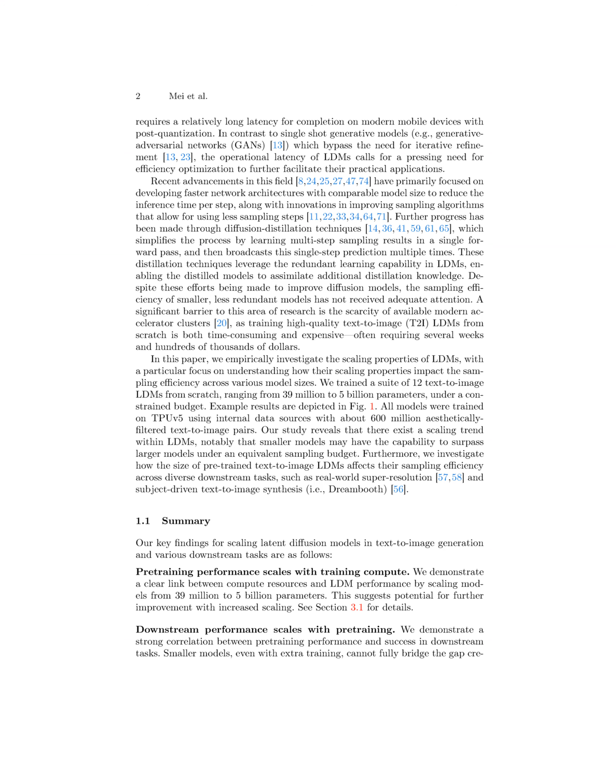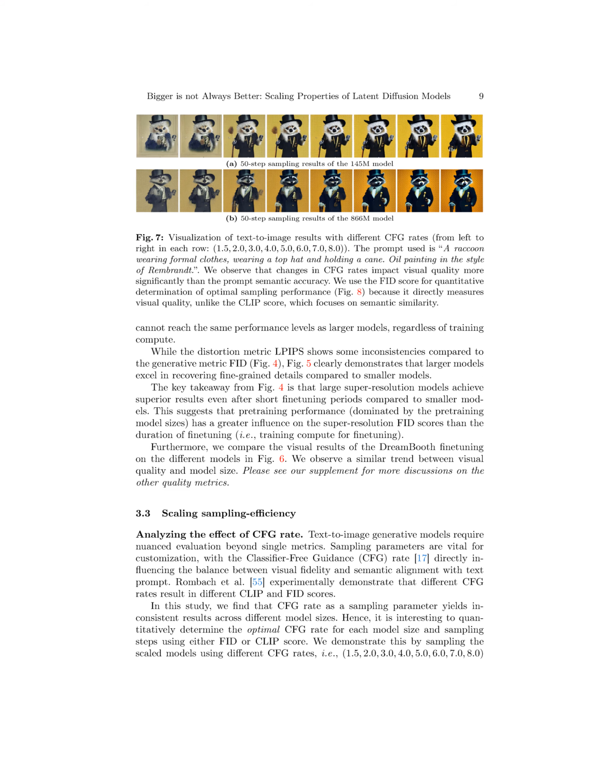It also delves into how the size of pre-trained text-to-image LDMs influences their sampling efficiency across diverse downstream tasks, such as real-world super-resolution and subject-driven text-to-image synthesis. The study demonstrates a clear link between compute resources and LDM performance, showcasing that pre-training performance scales with training compute and downstream performance scales with pre-training quality. Additionally, the paper analyzes the effect of classifier-free guidance (CFG) rate on sampling efficiency and compares the performance of scaled LDMs using different diffusion samplers to assess generalizability.